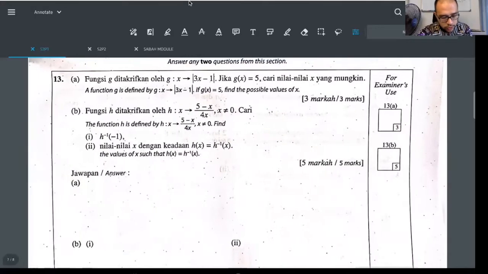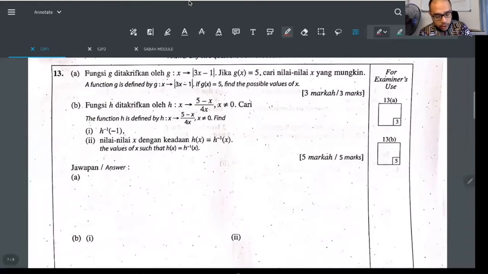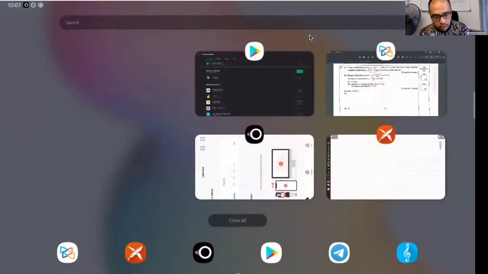Okay, so this question says a function is defined by g(x) equals the modulus of 3x minus 1. When we talk about modulus questions, the two most common types are, number one, they ask you to draw a graph, which is very common, and number two, they ask you to find the possible values given this.